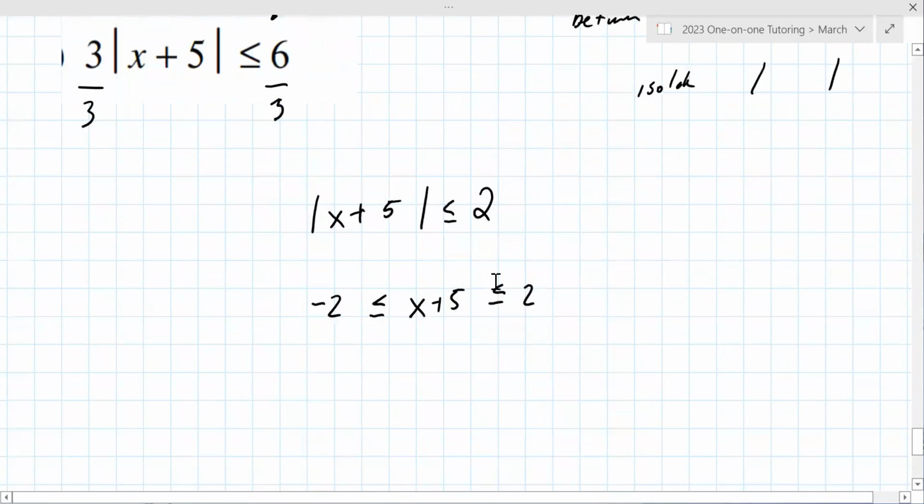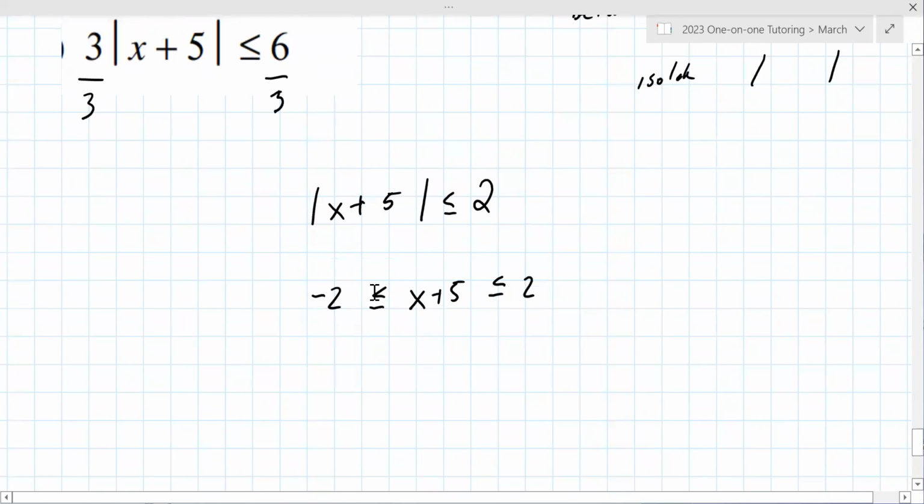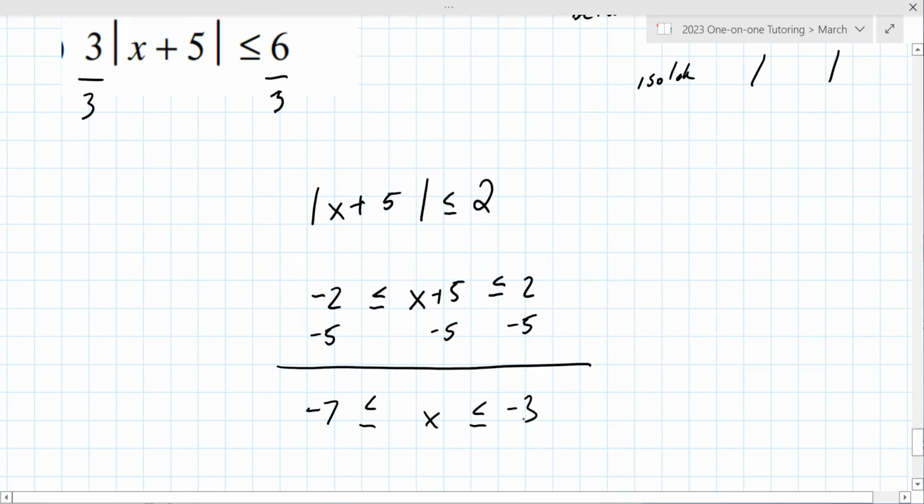Okay. All right. So now from here to solve this one that we've been looking at, you said you hadn't seen these before. Whatever you do to isolate x, you have to apply to all 3. Right. So it's -7 less than or equal to x less than or equal to -3. I've got it.